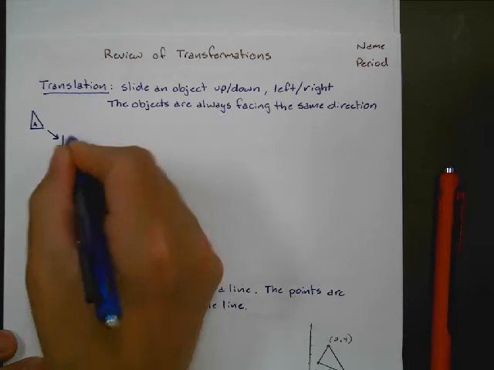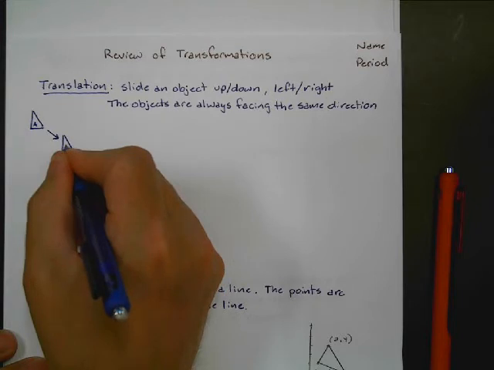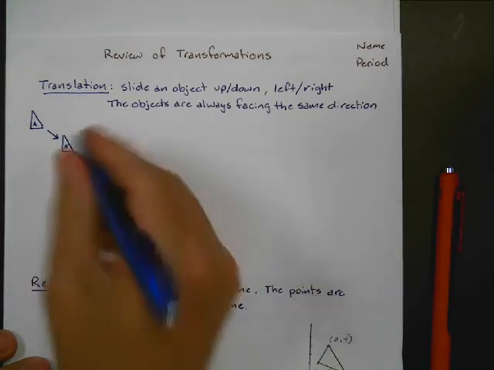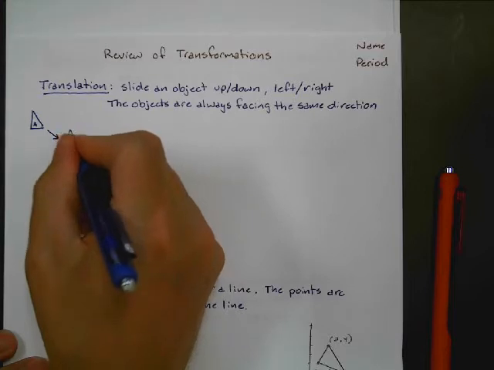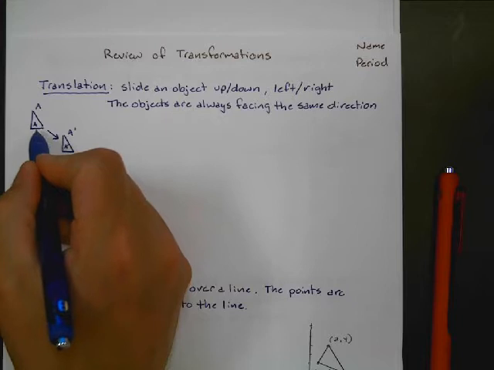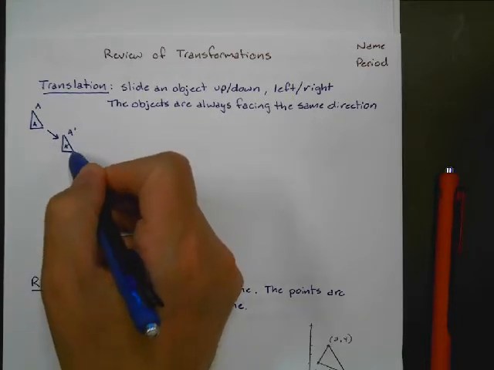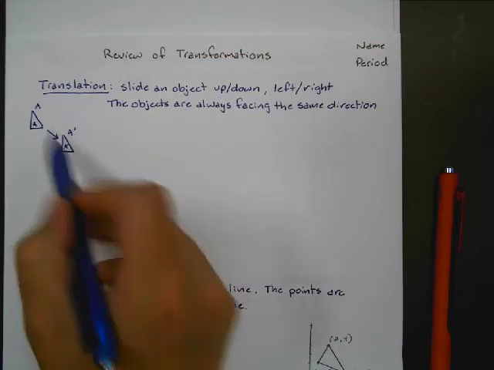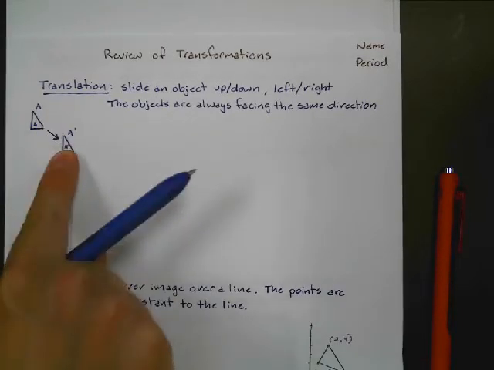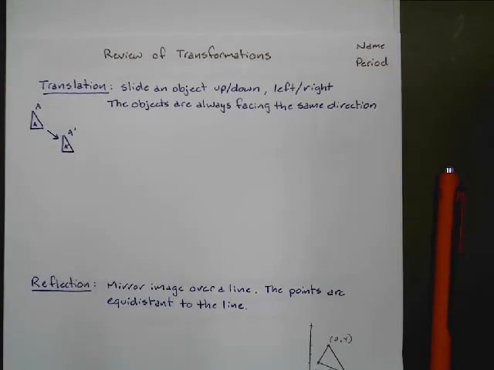This would be the image, and we would call this image A prime. So the prime's just a little boop on top there. So this is A prime and this is A. A is the pre-image or the original, and then A prime is the copy or the image. When we just do it, it's just like taking your finger and going, okay, I'm going to move it to here. And we notice that it's always facing the same direction when we do that.